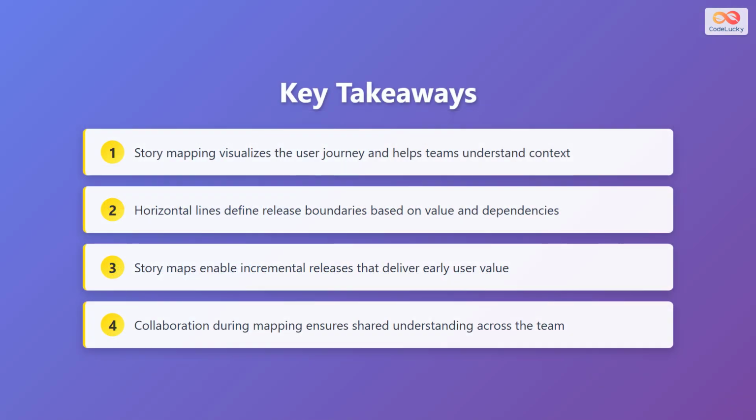Let's recap the key points. First, story mapping visualizes the user journey and helps teams understand context and purpose. Second, horizontal lines define release boundaries based on value and dependencies, enabling strategic planning. Third, story maps enable incremental releases that deliver early user value instead of long development cycles. Fourth, collaboration during the mapping process ensures shared understanding across the entire team. Story mapping is a powerful tool that bridges the gap between understanding users and shipping products efficiently.